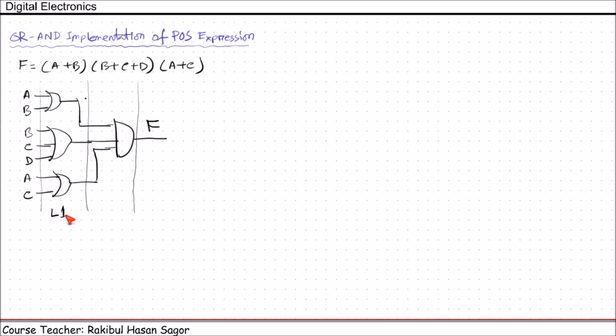Level 1, level 2. In level 1 we have OR gates. In level 2 we have a 3-input AND gate. This is also called two-level implementation of POS expression. Now let's see NOR implementation.